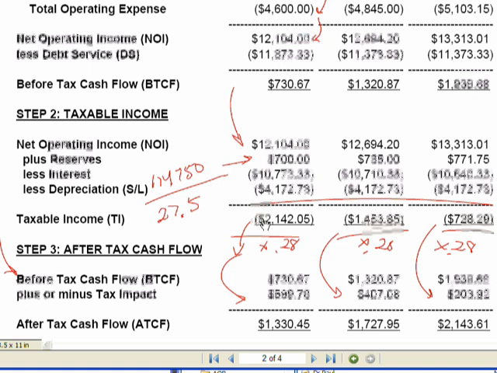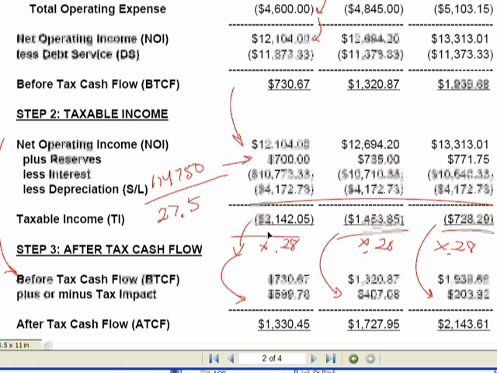It's actually negative taxable income. It's negative $2,142 for the first year, negative $1,453 for the second year, and negative $728 for the third year. So this means we're not going to be paying taxes on our income. Actually, we can potentially shelter a little bit of income.